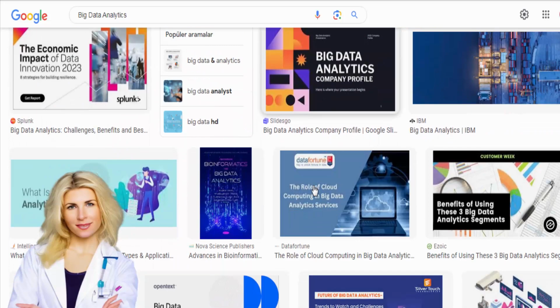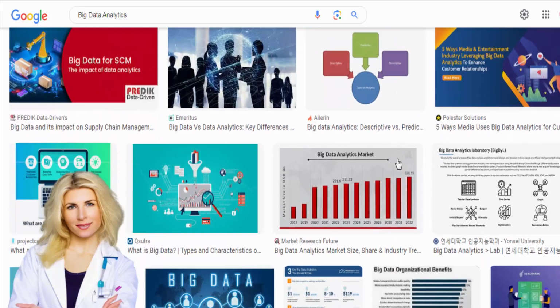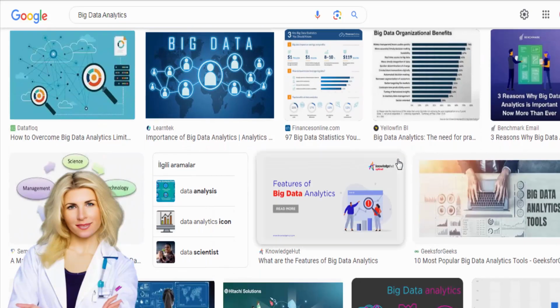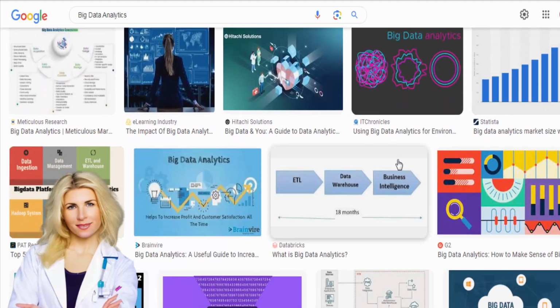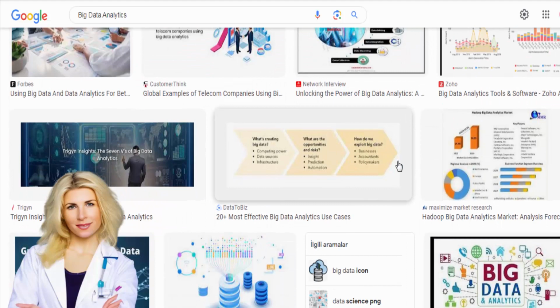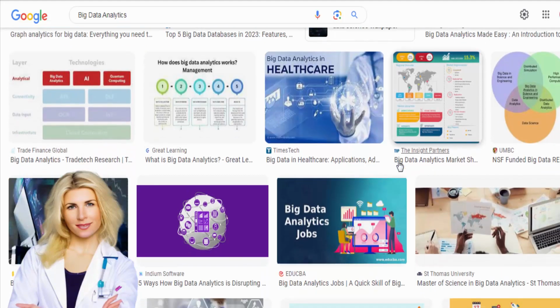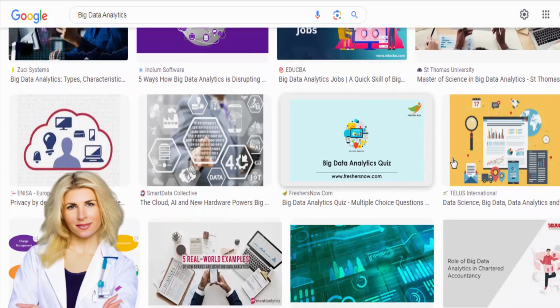Big data analytics has transformed how organizations make use of data and has the potential to revolutionize decision-making and innovation in various fields. However, it also comes with challenges related to data privacy, security, and the need for skilled professionals who can work with big data tools and technologies.